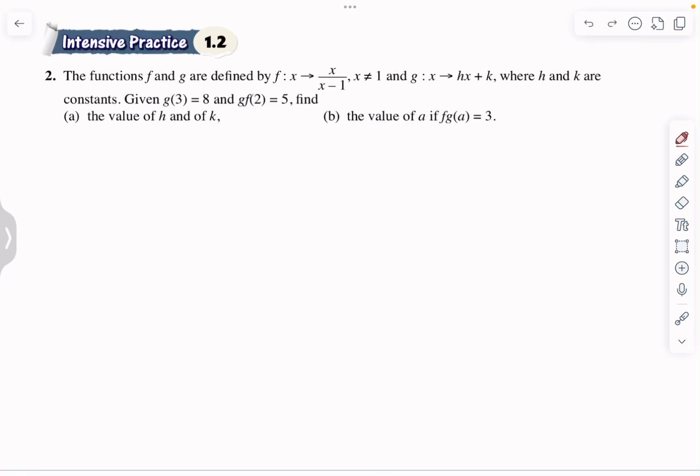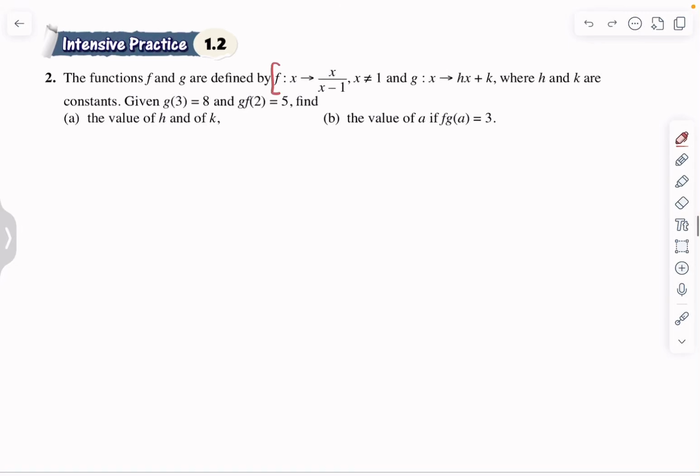Functions f and g are defined by this and this, where h and k are constants. g(3) is 8 and gf(2) is 5. Find the value of h and of k. Alright, so let's list down first. f(x) is given as x over x minus 1, and g(x) is given as hx plus k.